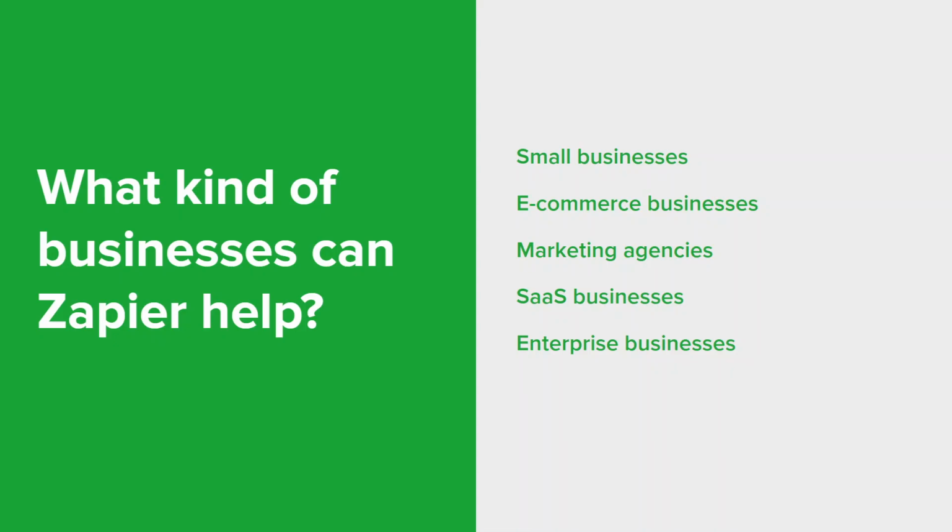Overall, Zapier is a really versatile tool that can be used by businesses of all sizes to automate their workflows. Some specific examples of how businesses are using Zapier is, for example, Dropbox.